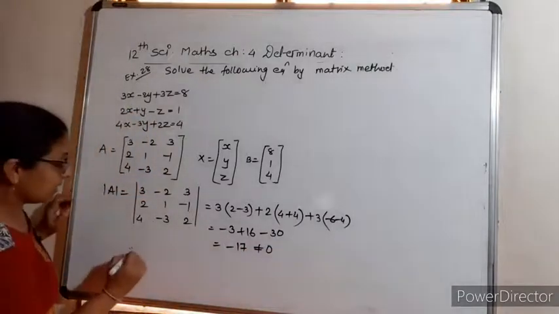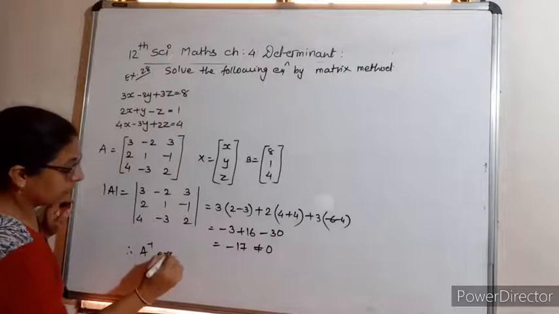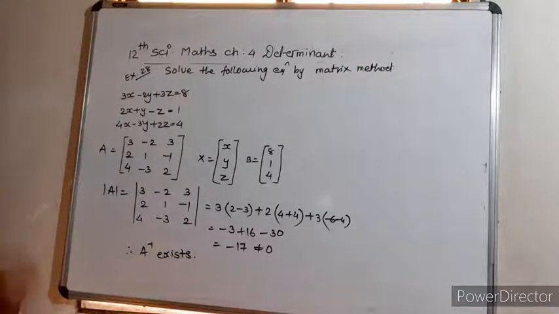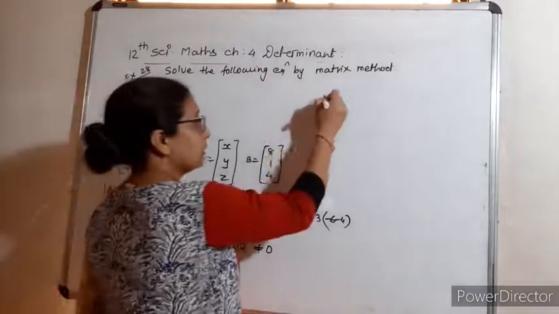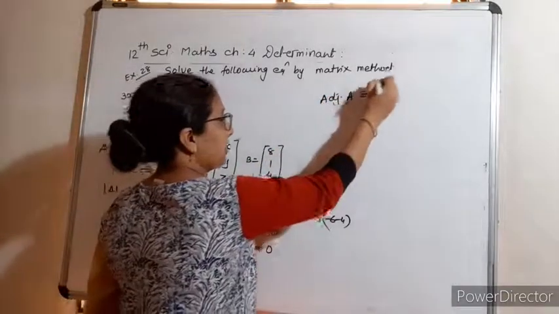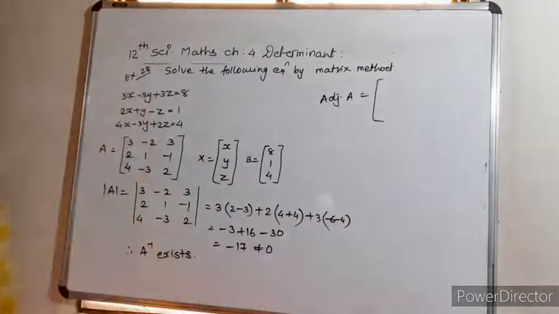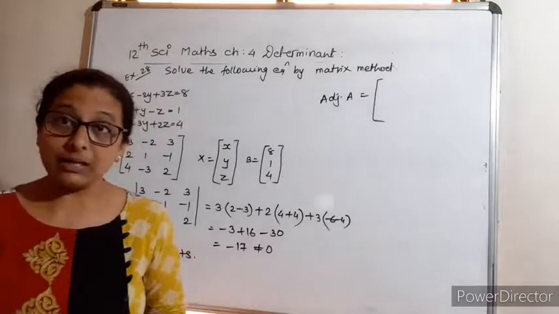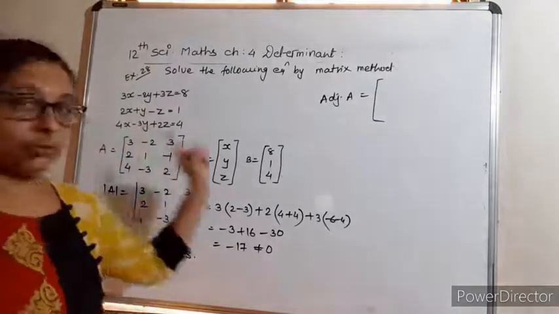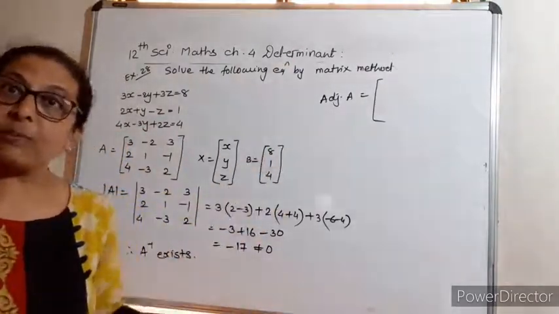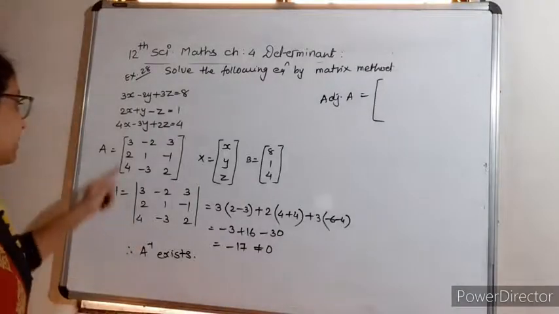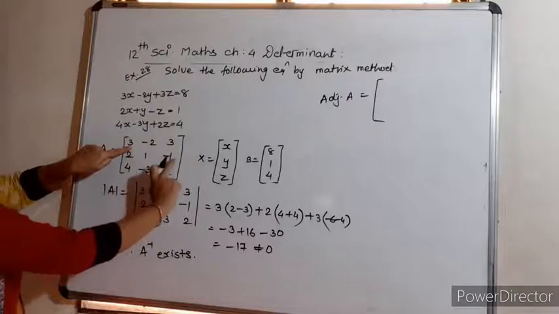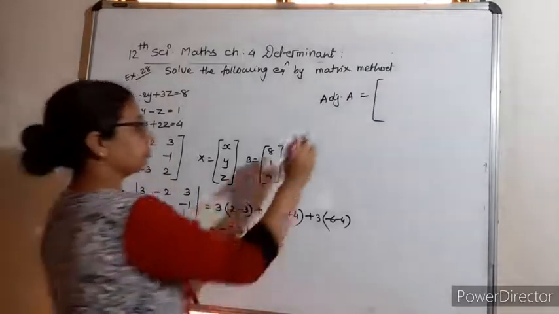So we can say that A inverse exists. If A inverse exists, first of all we have to write the adjoint of A. Last time we have done how to find the adjoint directly, right? Yes, go through row wise, write down column wise. Okay? Yes. So first 3, 2, minus 3, minus 1.